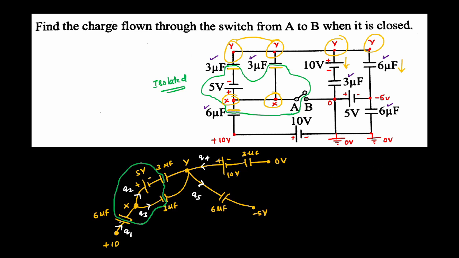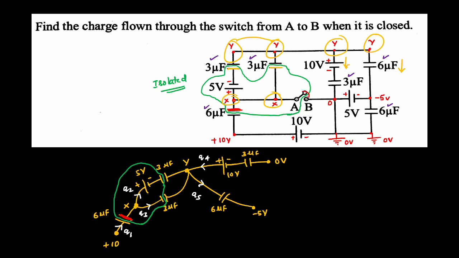Now we have Q1, Q2, Q3, Q4, Q5 marked. Now the question is, should I solve this? See, if they ask you what is the change in the charge on any of these plates, suppose they ask what is the charge on this plate, I'm highlighting this plate, what is the charge initially?